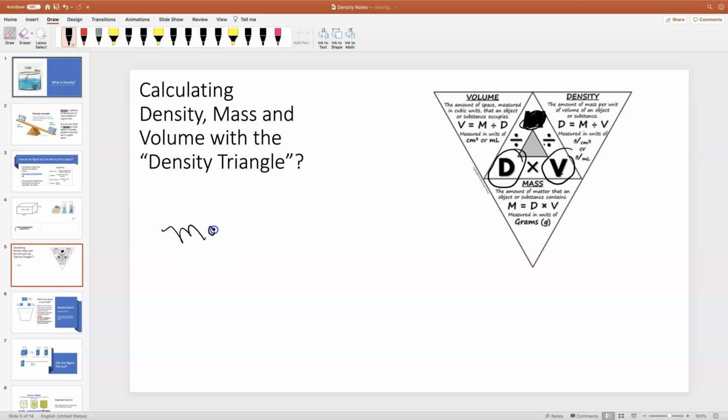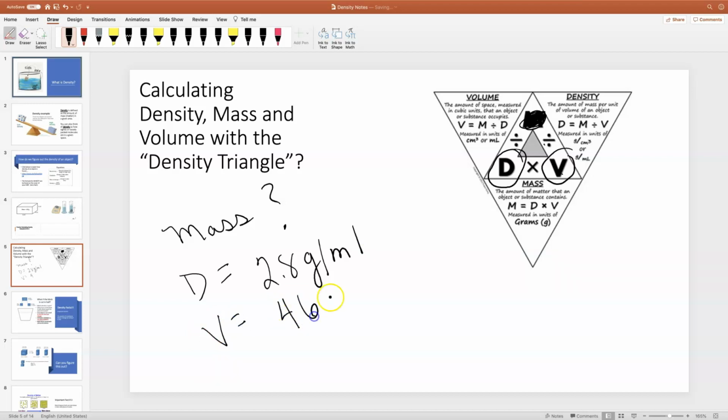They'll say, what's the mass of an object if, and they'll give you a density, like if the density is 2.8 grams per milliliter, and the volume is, they'll say something like, I'll give you the number 46 milliliters. So right here I've got two numbers. I've got 2.8 and I've got 46. And remember, it's the mass which has gone missing. So if we go over here and cross out the mass, you do density times volume.